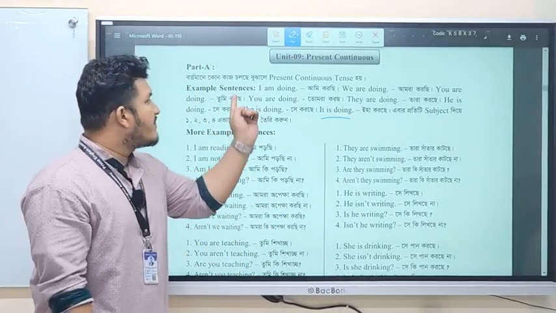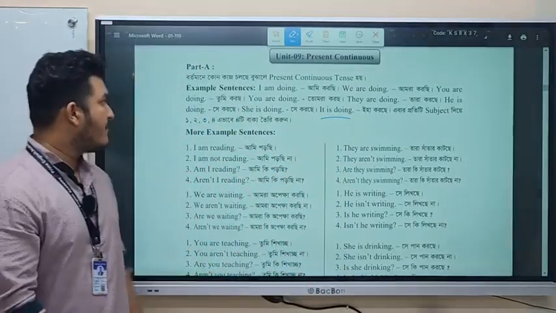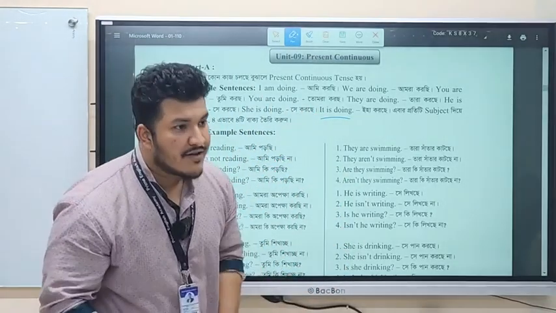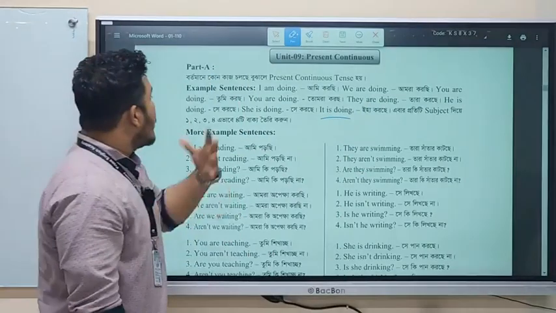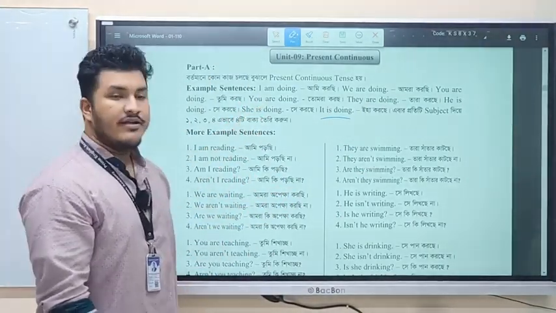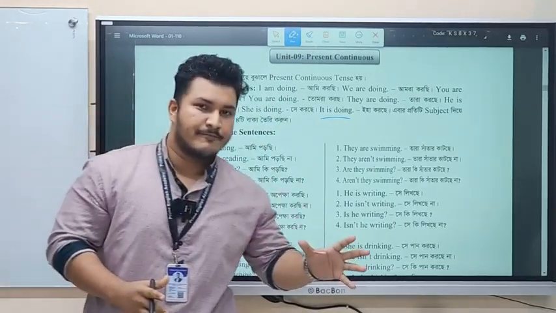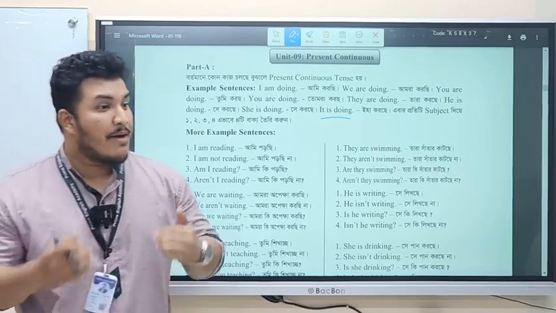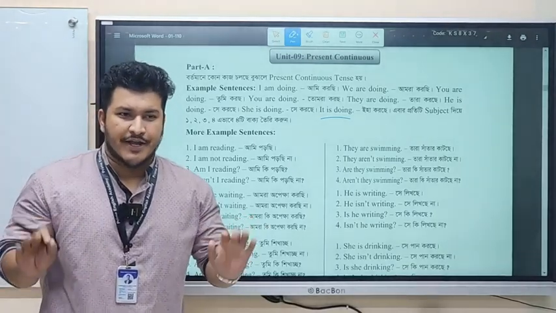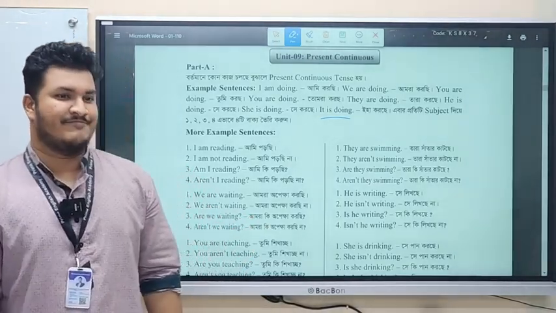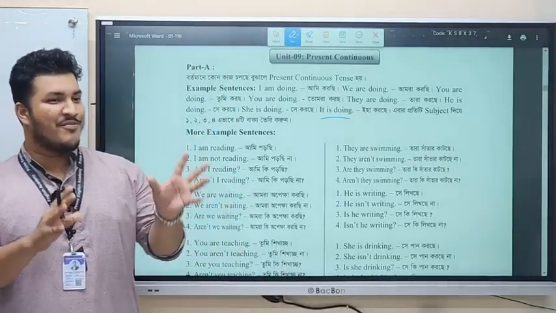Now we will use a verb and we will make our sentence long. For example, we will use read. Instead of doing, we will use read. Let's practice, only in English. I am reading. We are reading. You are reading. They are reading. He is reading. She is reading. It is reading. My brother is reading. Your friend is reading. Nobody is reading. Somebody is reading. Like that, we can also use somebody, nobody, everybody.